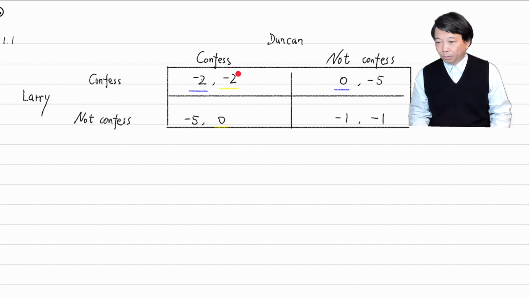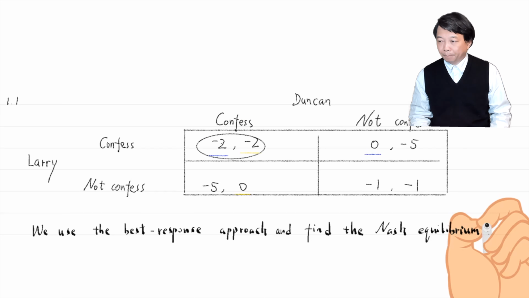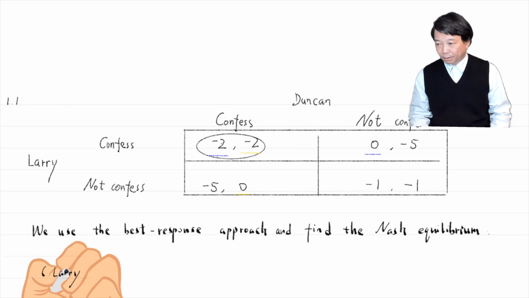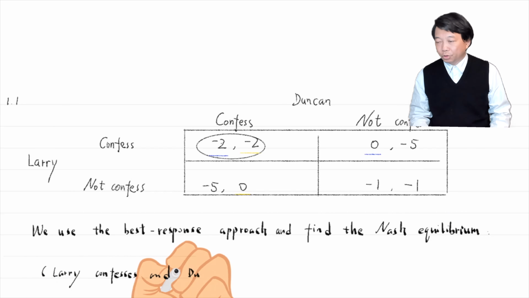We then circle the cell with both payoffs underlined. It is the outcome of the Nash equilibrium of the game. Both players confess and get 2 years in jail.